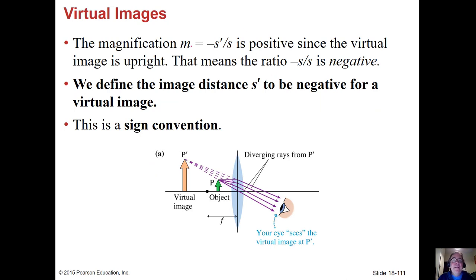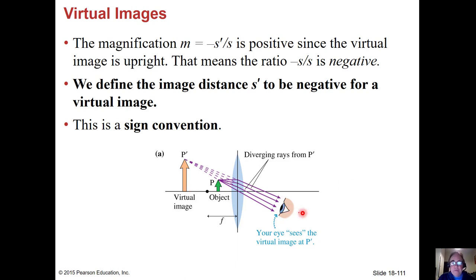Okay, so looking at the magnification formula, minus s prime over s. Well, if s prime on its own is negative, you've got a negative sign, s prime is negative, the magnification turns out to be positive. That just means it's upright. And in this picture, the magnification is not only positive, but it's greater than 1 because this thing is bigger. Okay, as it says here, we define the image distance to be negative for virtual images. And virtual images are always formed on the same side as the object.